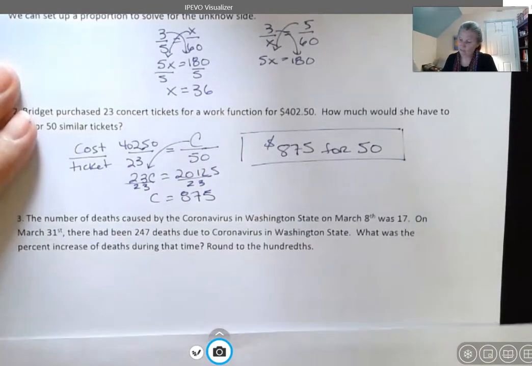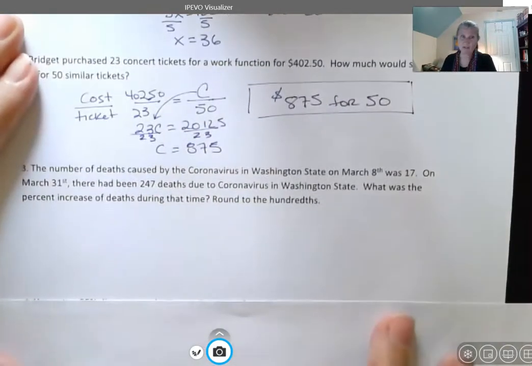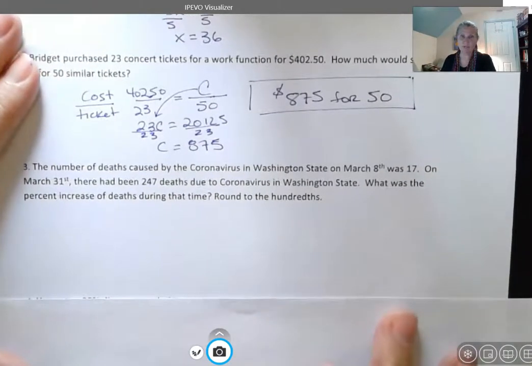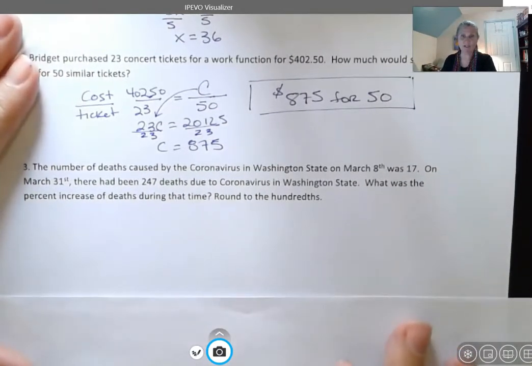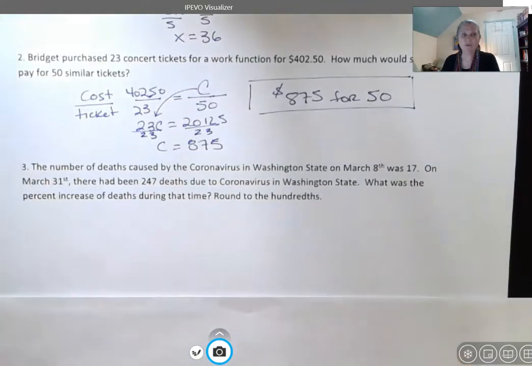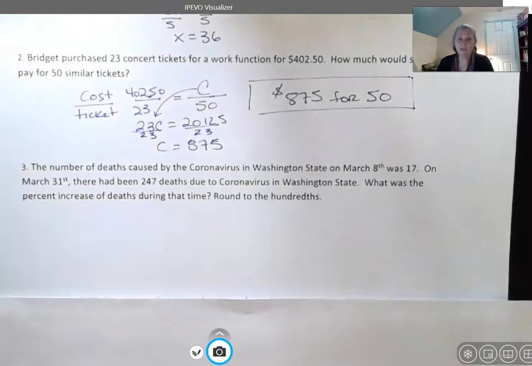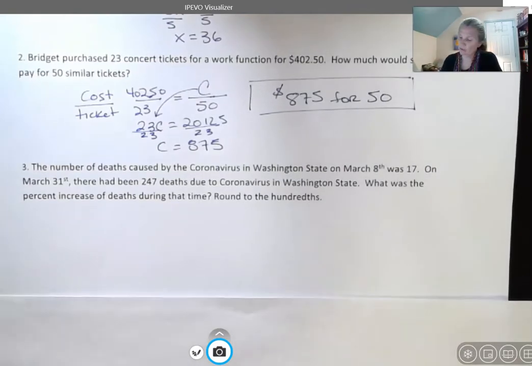Okay, the next one says the number of deaths caused by the coronavirus in Washington State on March 8th was 17. On March 31st, there had been 247 deaths due to coronavirus in Washington State. What was the percent increase of deaths during that time? Round your answer to the hundreds.